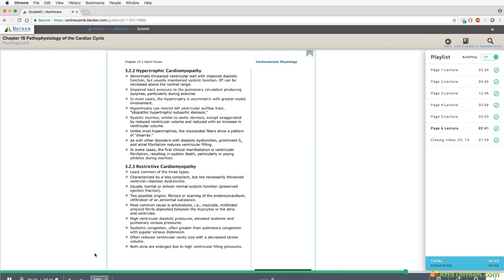This is the least common of the three types here. This is characterized by a less compliant ventricle, but not necessarily a thickened ventricle. Therefore, the main problem here is a diastolic dysfunction. In most cases, systolic function is normal, therefore ejection fraction is preserved. And it has all the basic characteristics you expect of a diastolic dysfunction, and we've covered those in detail earlier on.